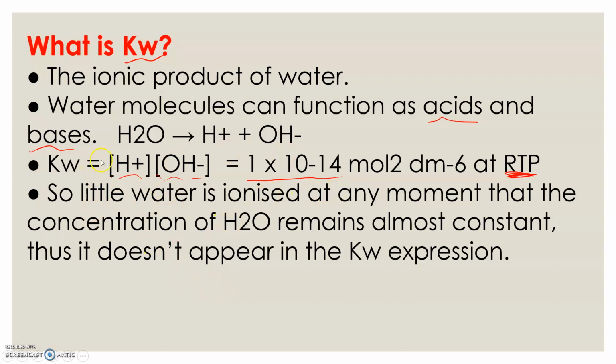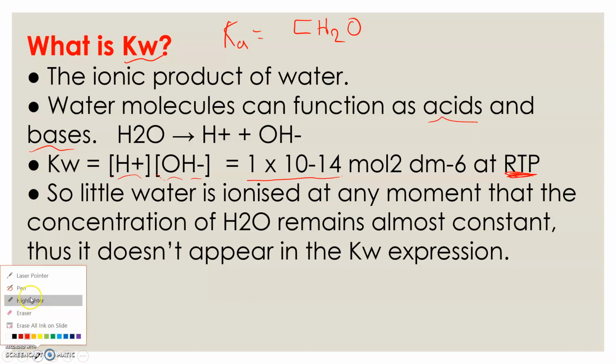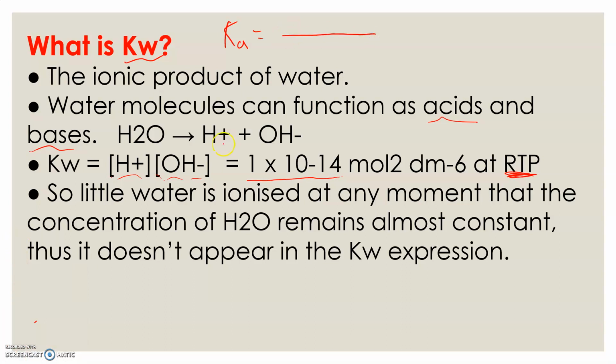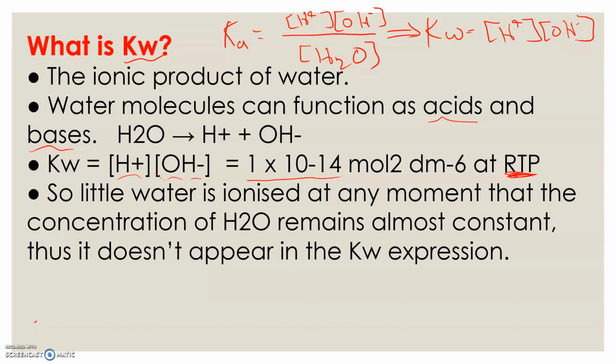So little water is ionized. Why do we not write water? Okay, do you remember the equation? Ka equals the products over the reactants, right? Okay, let's write it correctly. This is the products, hydrogen and OH, this we applied before, but this is as a reminder, over the reactants, which is H2O. But when we write it for Kw, it becomes just the concentration of hydrogen multiplied by the concentration of hydroxide. Where did the water go? Actually, the concentration of water remains almost constant. That's why it is excluded from the equation. Okay, it does not appear in the equation.